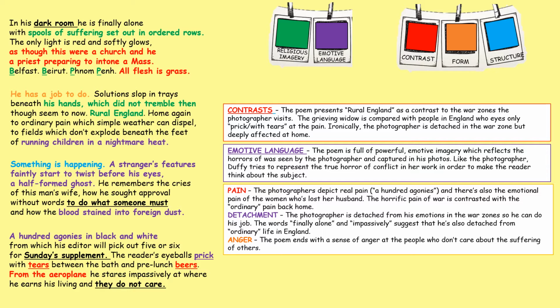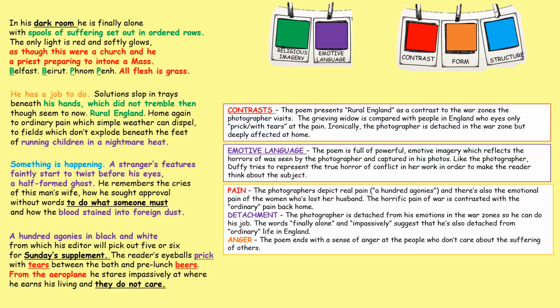For example, the photo I told you about with the girl running in the nightmare heat from the napalm attack is real. You've got him witnessing the man, taking a photo of the man who died and explaining it as like a half-formed ghost. Okay, it's blood stained, there's agonies, and those agonies are shown in black and white. So the photographs themselves are portraying the agonies that he has witnessed in the war zones.